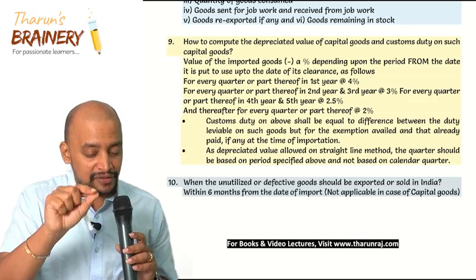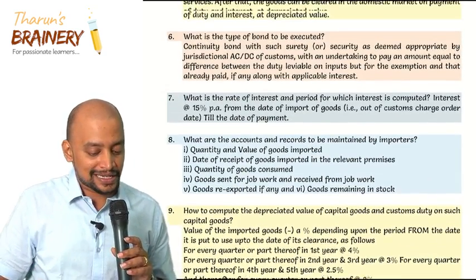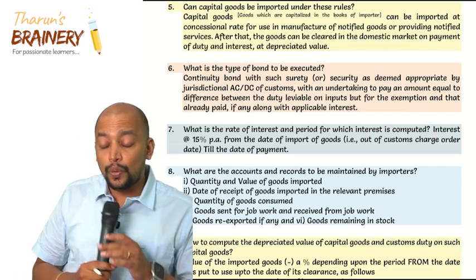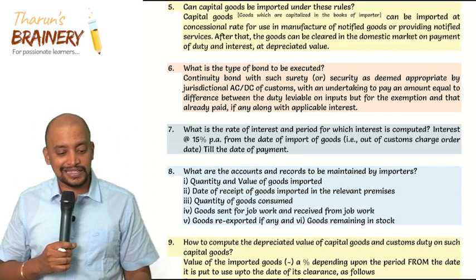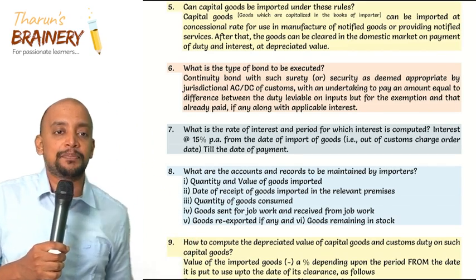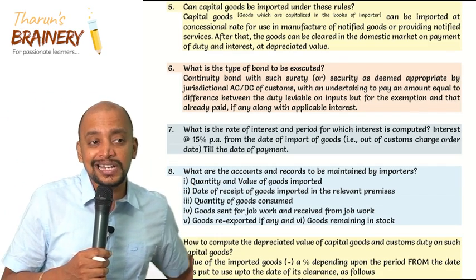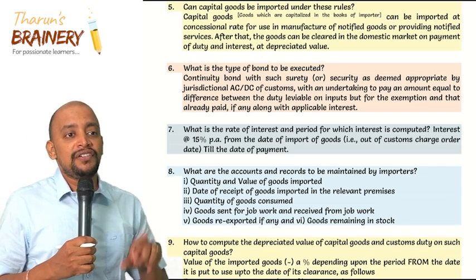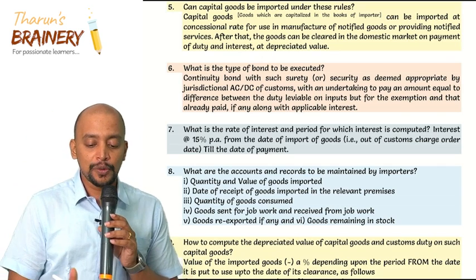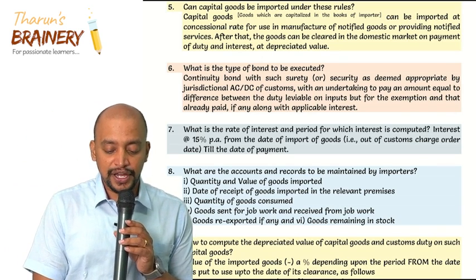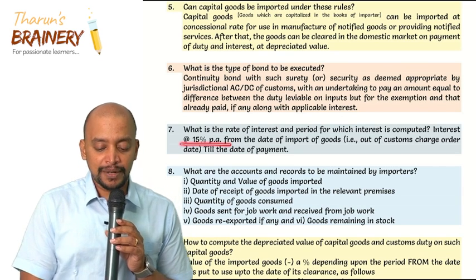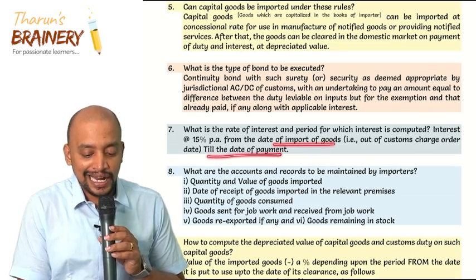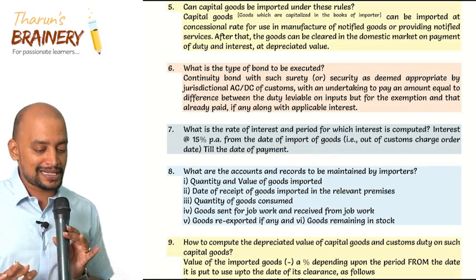On the depreciated value of the goods, you need to pay the customs duty, and you also require to pay the interest. What is the rate of interest under customs? Always it is 15% per annum. What is the rate of interest under GST? 18% per annum, and under customs it will be always 15% per annum. So how much interest is payable? See FAQ 7. At the rate of 15% per annum from the date of import of goods till the date of payment, you need to pay this interest.